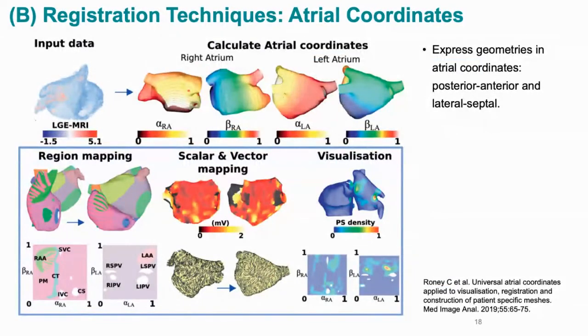So once we've got our anatomy, we need to be able to register either electrical data to it, or we might want to register data between different patients. So that's why we developed this atrial coordinate system to deal with variability between different atria, as they can be quite variable in their morphology. And essentially they all get mapped just to a square in this case, using 2 coordinates. And this means that we can do all of our analysis in a standardized way.